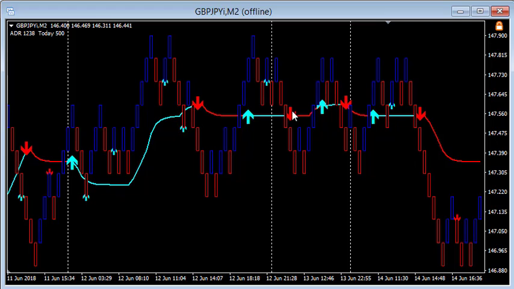I'm not talking about just this indicator. Any indicator is going to perform more poorly as price action tightens up and your highs and lows begin to start creeping towards each other. So keep that in mind.